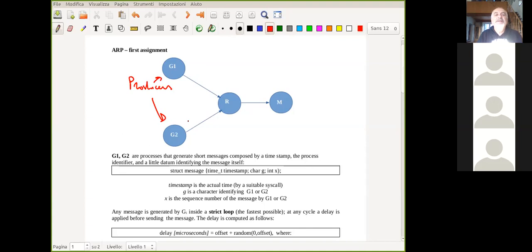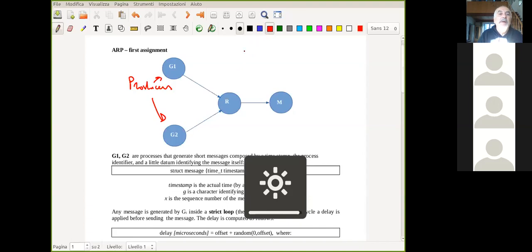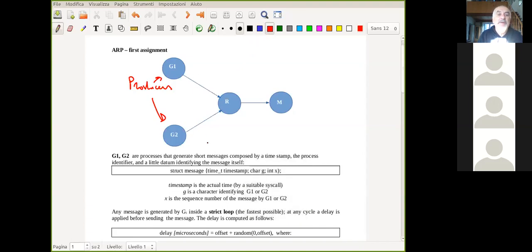And producers are as simple as possible. I've written tiny strict loops, just while one or while true, and do the minimum possible lines of code, just to be very fast, at the maximum speed allowed by the hardware or the CPU speed, and by the scheduler, of course. And they produce data. The data is the structure.